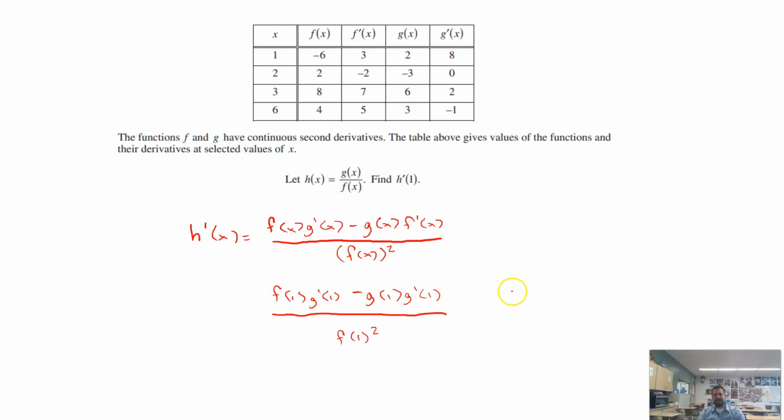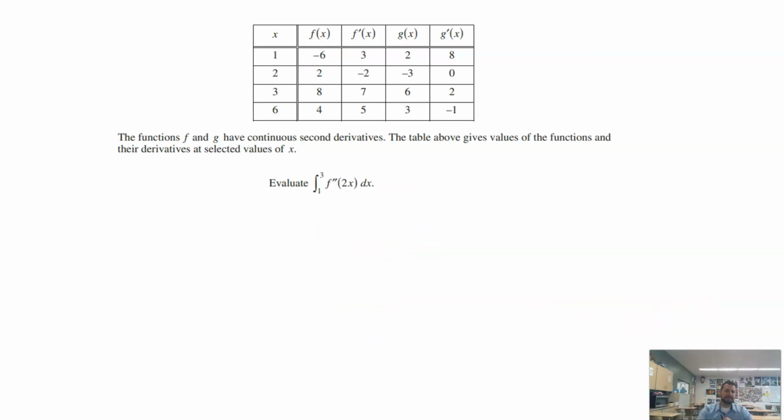So f of 1 I can see is negative 6. G prime of 1 is 8. Minus g of 1 is 2. F prime, oh, this is supposed to be f prime right here. Sorry, f prime of 1. F prime of 1 is 3. And then I put f of 1, we know is negative 6, and then we're just going to square that. And if you simplify it down, you don't have to, but if you simplify it down, it simplifies down to negative 3/2. So again, not that bad. We just had to know that we were using the quotient rule to take the derivative and remember what the quotient rule was. The third one says evaluate this integral from 1 to 3 of f double prime.